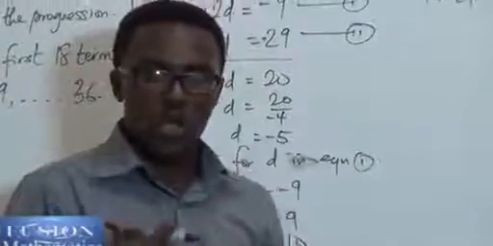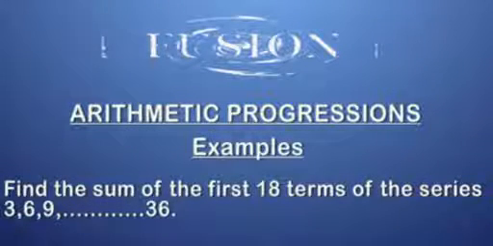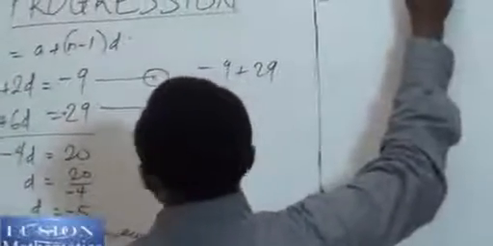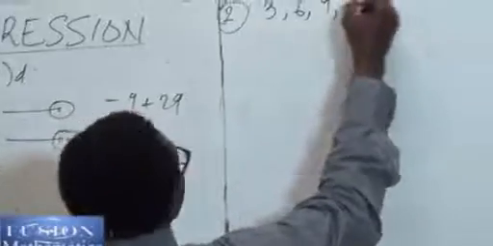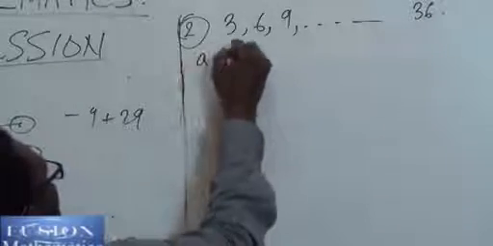Let's go over to the second question. For the second question, we have to find the sum of the first 18 terms. So let's look at the terms. They gave us the series as 3, 6, 9, and so on to 36. Now, first of all, we know that a is 3 here, because that's the first term.